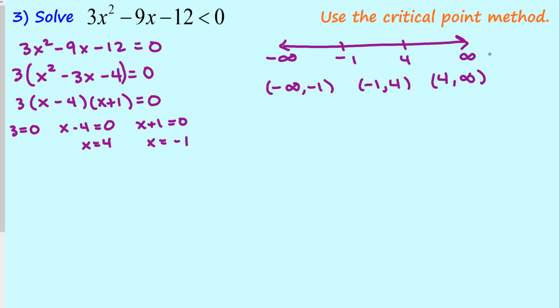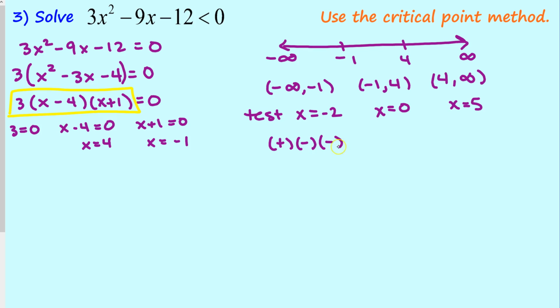Okay, we pick a number in each interval to test. So I'm going to pick x equals -2, x equals 0, and x equals 5. Where do I test it? In the factors. The first factor is just 3, so that's positive. And then -2 minus 4 is going to be negative, and -2 plus 1 is going to be negative. Positive times negative times negative is positive.